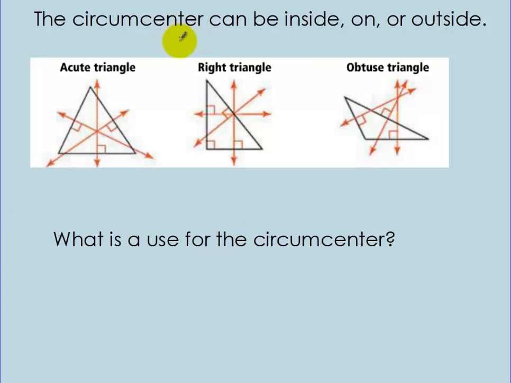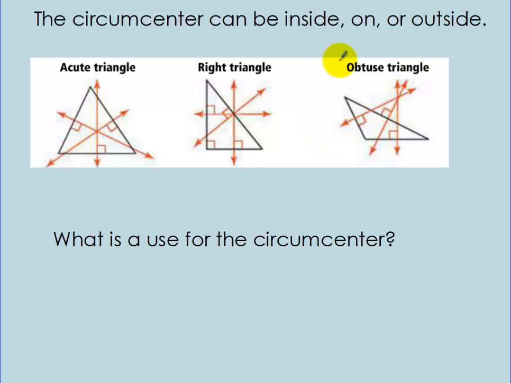So the circumcenter doesn't have to be in the middle of the triangle. It can be on the inside, it can be on the side, or it can be on the outside. So we got three cases. In an acute triangle, it's going to be in the center. If you have a right triangle, it's going to be on the hypotenuse. And then if you have an obtuse triangle, that point is going to be outside of the triangle.